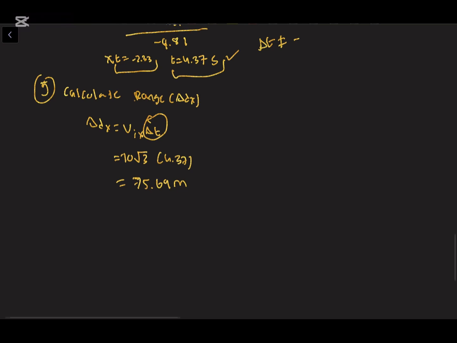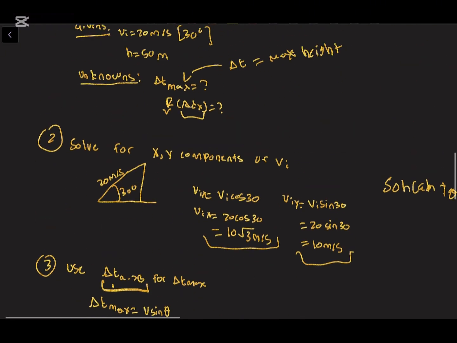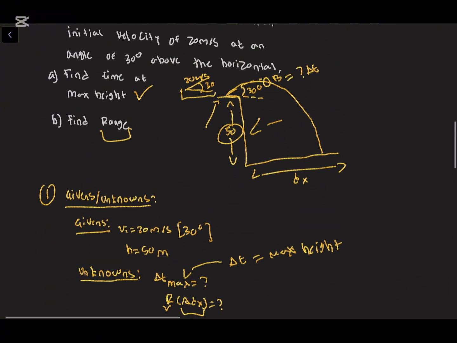And then from there, you can just calculate your range, which this formula was talked about in part 2. It's one of the case-based rules for case 2 and case 3. So this formula can be used to calculate range, which is just Vix times your total time. Again, you have your Vix to be 10 root 3, and you have your total time, which you calculated in the step above. And your final answer should be 75.69. So now that's done, we're just going to quickly go over.